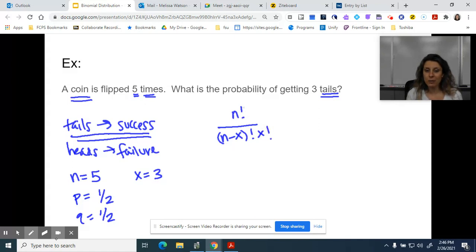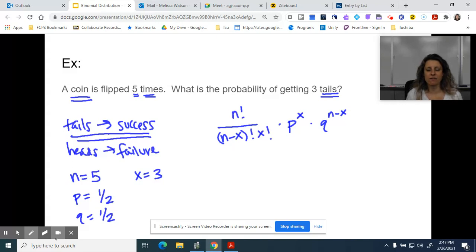If you're unsure what those exclamation points, the factorial symbol, mean, we're going to do it here in just a second. We're going to multiply that times p raised to the x power, and then multiply that times q raised to the n minus x power. Okay, let's go ahead and plug in those values.